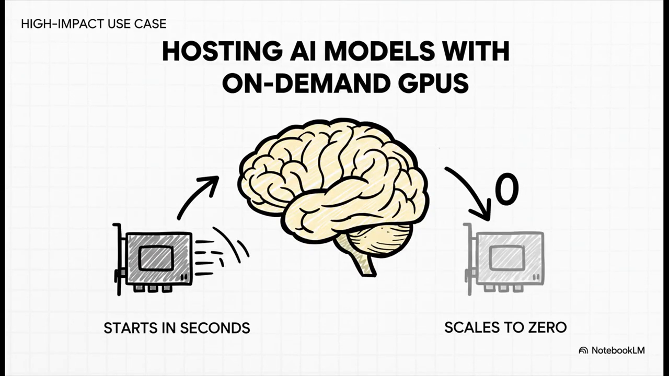And here is where it gets really, really cool. You can use Cloud Run to host massive AI models, like Llama 3.1. It gives you on-demand access to powerful NVIDIA GPUs that spin up in just seconds. And crucially, when they're not being used, they scale right back down to 0. This is huge for managing the costs of AI workloads.